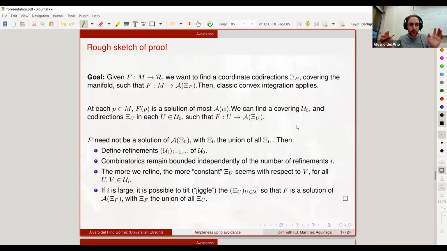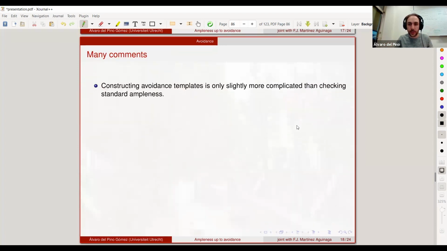Are there questions about the proof? Maybe. Okay. Then let me give a few comments or punchlines. What we've shown is that if you have one of these avoidance templates, then your h-principle works as follows. You first apply this jiggling h-principle thing, and then you apply standard convex integration.